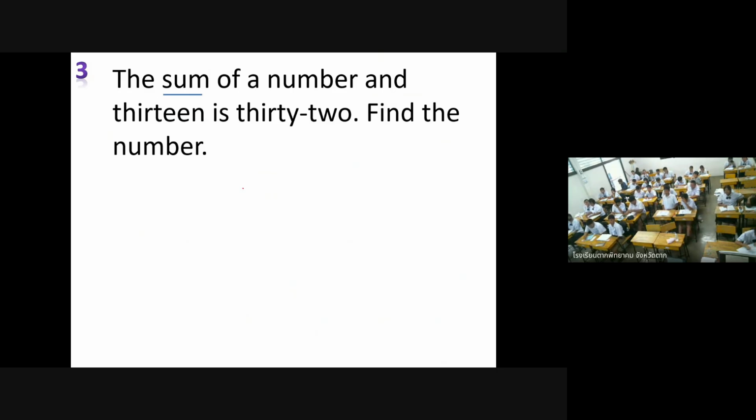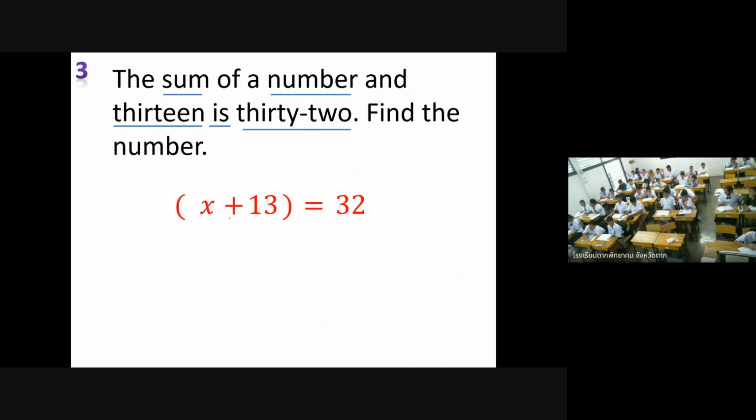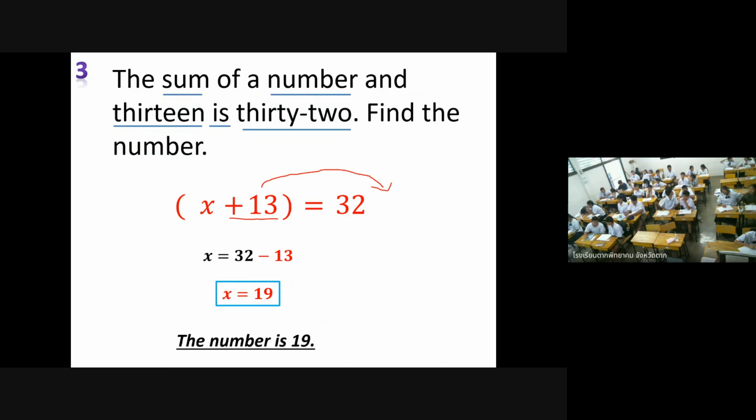Everyone, sum means add. A number is letter X and plus 13 is equal to 32. Now remember, if we put plus 13 over there, it will become minus 13. And what is 32 minus 13? That's 19. The number is 19.